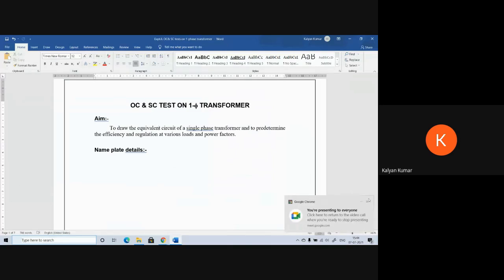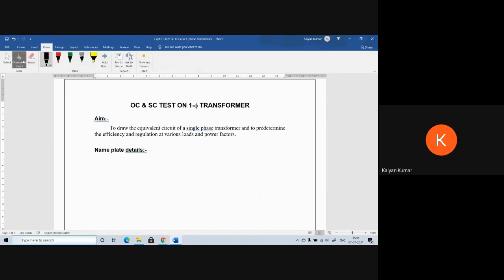Dear students, today I am going to explain open circuit test and short circuit test on single phase transformer calculations. So in this experiment, we are going to conduct open circuit test and short circuit test on single phase transformer. From the test readings, we are going to obtain the equivalent circuit.